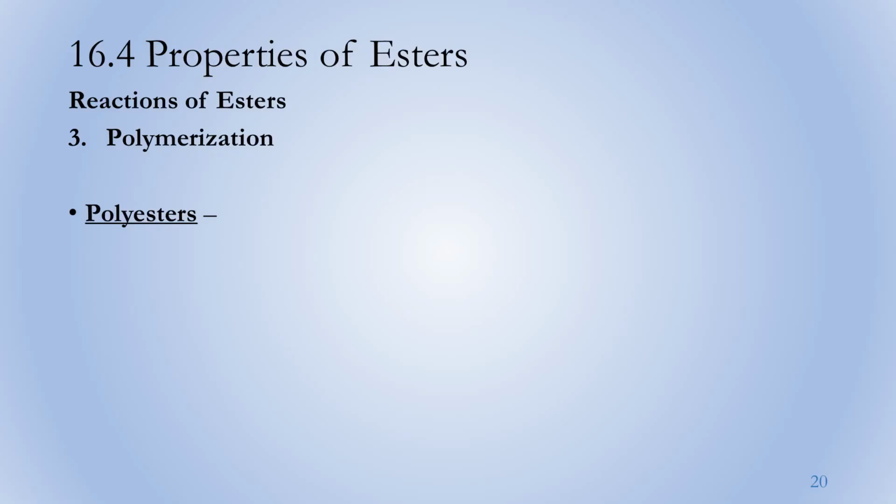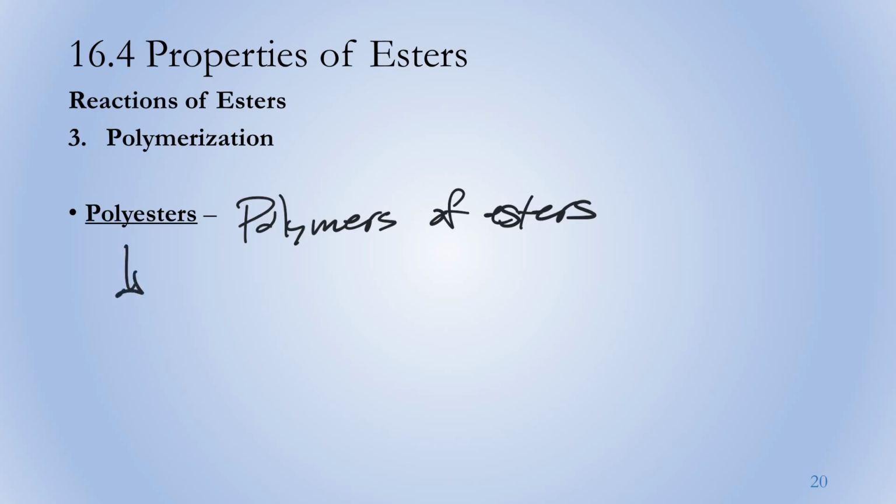The last type of reaction that was missing was the polymerization reactions. So polyesters, these are just polymers of esters. And so esters can easily polymerize. You might have heard of polyesters. They're a type of synthetic clothing or synthetic fabric. I'll say that.